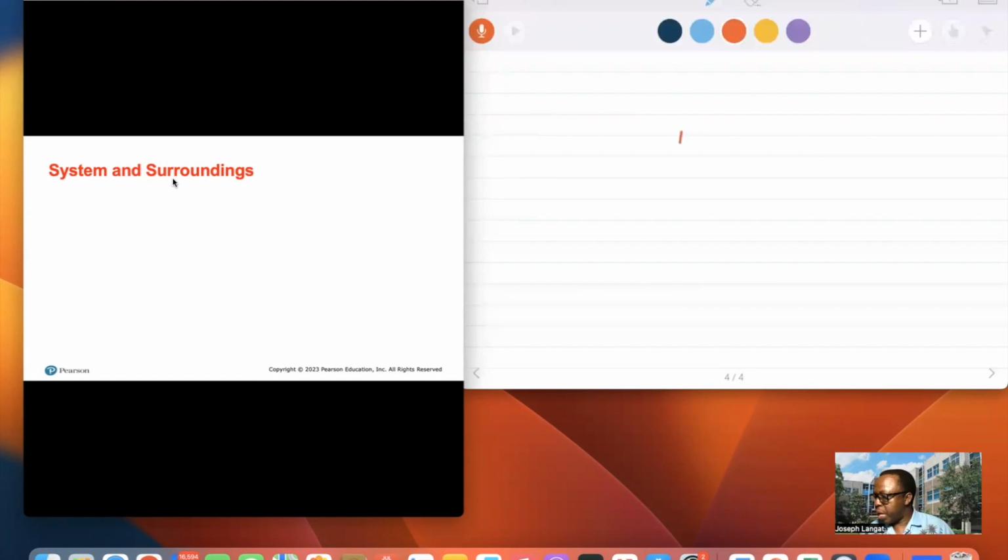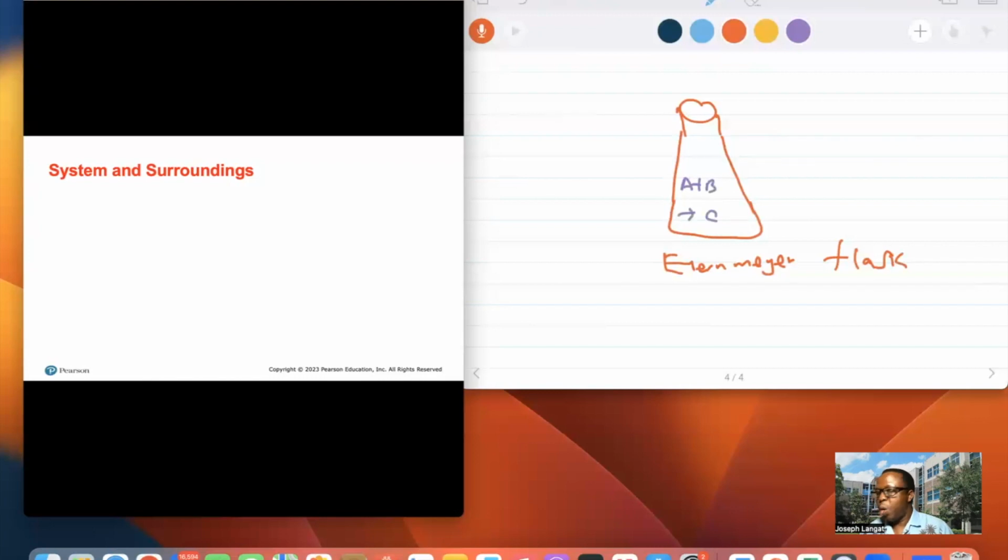If this is our reaction flask, I'm just going to write here, this is an Erlenmeyer flask, which you're familiar with from the lab. Let's say we have reagent A reacting with B to form C. What is in the flask is the system. This is where we focus.